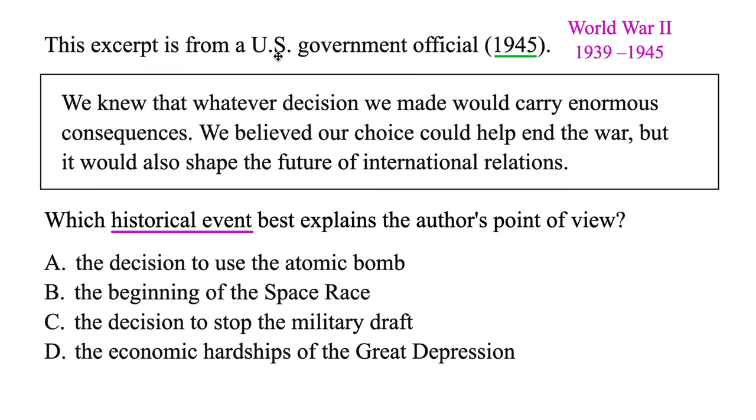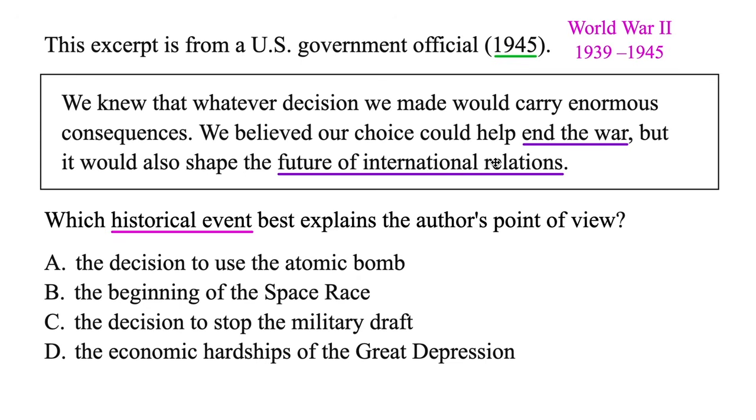This excerpt is from a US government official in 1945. We knew that whatever decision we made would carry enormous consequences. We believed our choice could help end the war, but it would also shape the future of international relations. All right, so they're making a choice. It's going to help end the war. It'll also shape the future of international relations. Basically, relationships between countries in the future. So what's an event that would do both of these things?